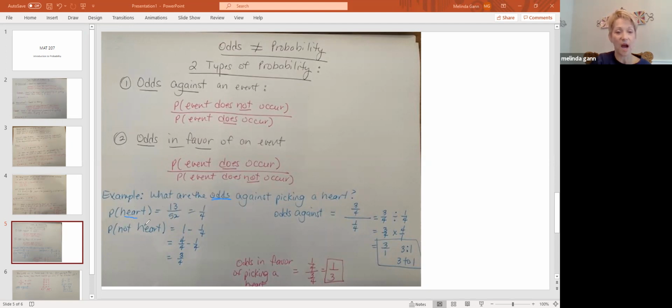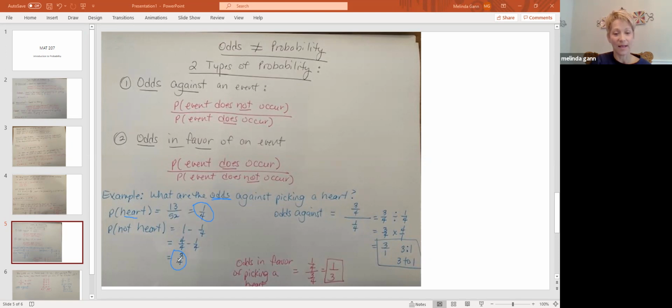So what's the probability that I'm not going to get a heart? Well, it's 1 minus the probability that I do get a heart. Again, I need a common denominator, so I changed that to 4/4 and got 3/4. So there's a 1 out of 4 chance that I will get a heart and a 3 out of 4 chance I will not get a heart. These are complementary probabilities. They're not odds, they're probabilities.